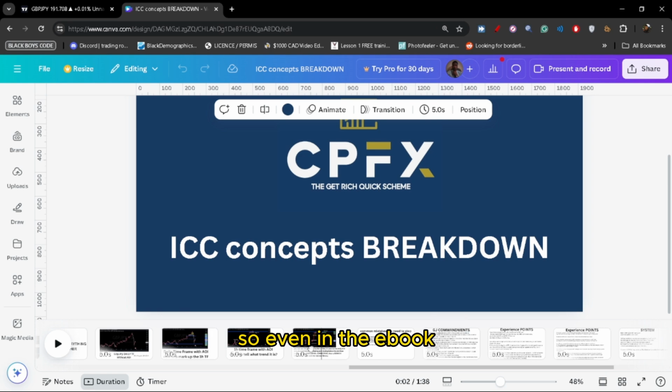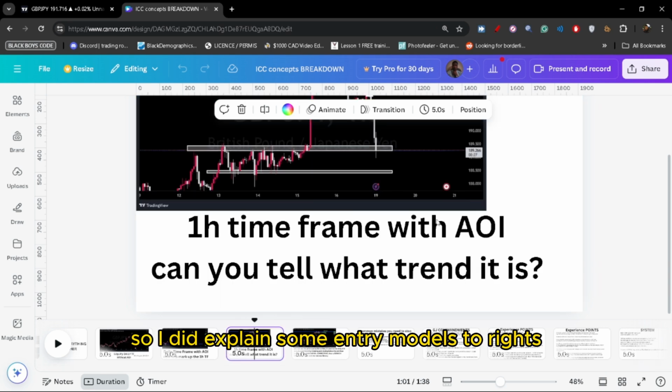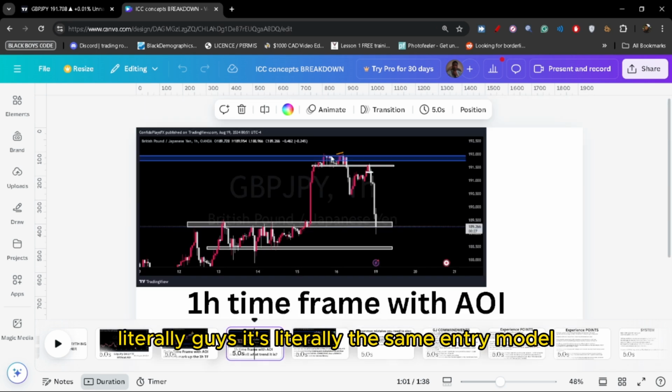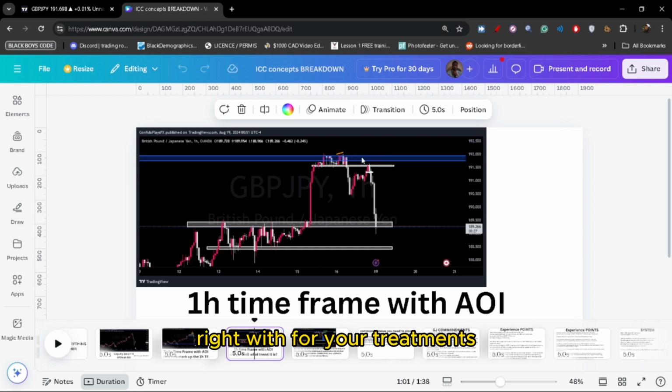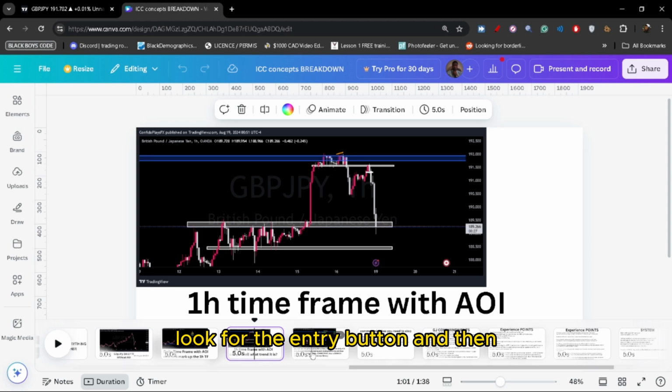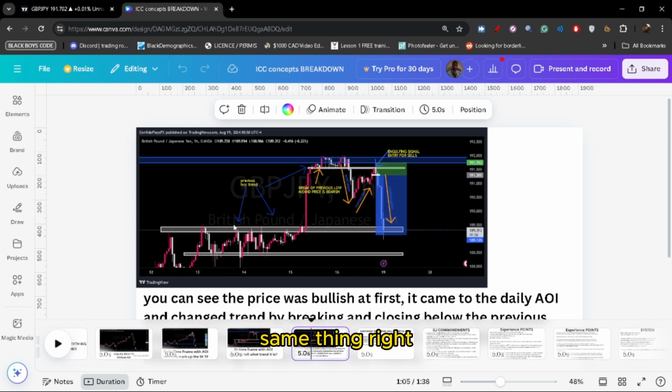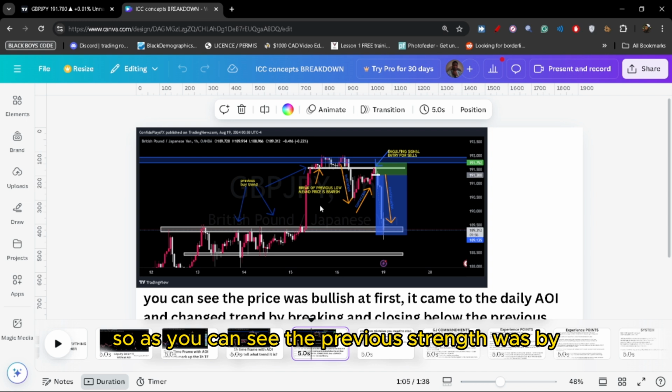So even in the ebook, I did explain some entry models, right? Literally, it's the same entry model. Wait for price to break the previous low, wait for a retracement, look for the entry pattern, and then take the trade. Same thing, right? As you can see, the previous trend was buys, then price broke the previous low right here. This is the indication of where price wants to go. So the indication is sells, right?